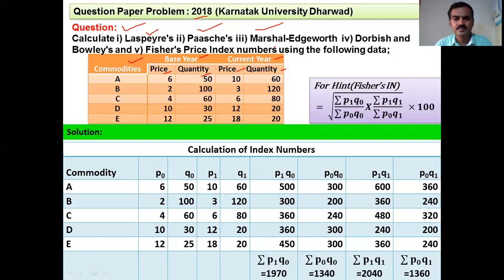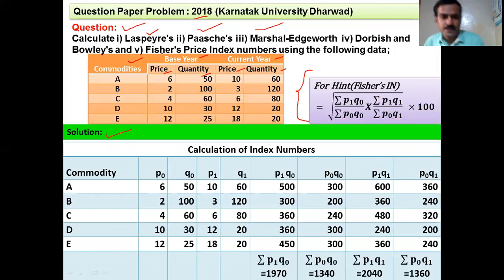Before going to solve, I have given a hint. It is Fisher's index number formula: square root of sigma P1 Q0 divided by sigma P0 Q0, into sigma P1 Q1 divided by sigma P0 Q1. I have taken this as a hint to prepare this particular table. Let us begin the solution.